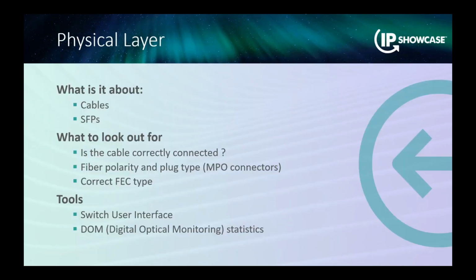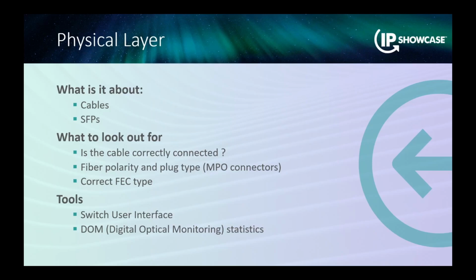So let's go through the individual layers. We all know the physical layer. It's about cables. It's about SFPs, especially with network devices. You have a lot of optical interfaces, and to be sure to have the right adaptation for the type of fibers you're using, it's good to look at this physical layer.